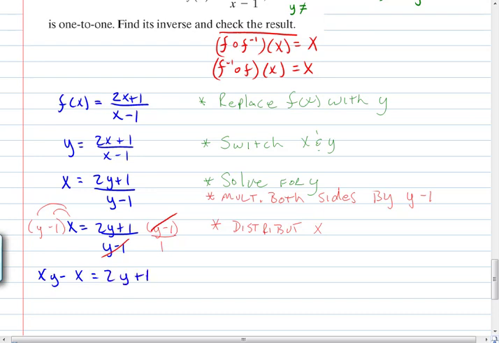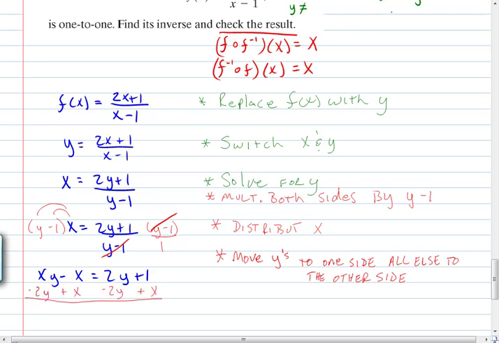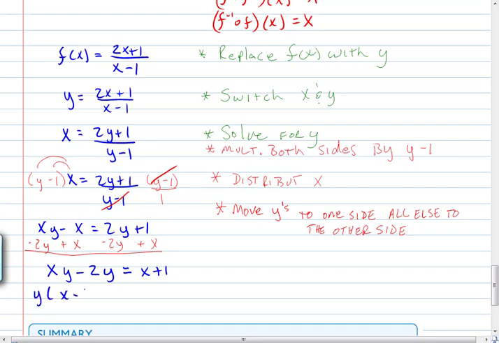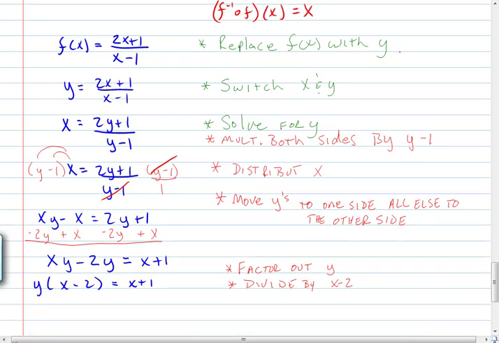Now our goal is to get one y in the problem. Right now there's two of them. So the next thing you want to do is move every term with a y in it to one side and every term without a y to the other side. So how do I do that? Add an x, subtract a 2y. So when I do that, what do I get? xy minus 2y equals x plus 1. Now what? Factor out a y, and that gives me y times (x minus 2) equals x plus 1. Now what? So that's going to give me, can I just write f inverse of x now? That's (x plus 1) over (x minus 2).